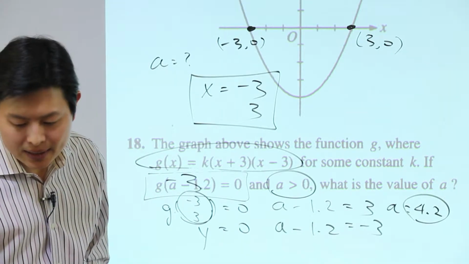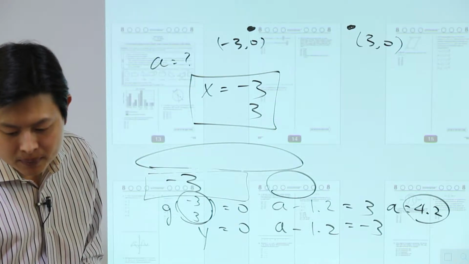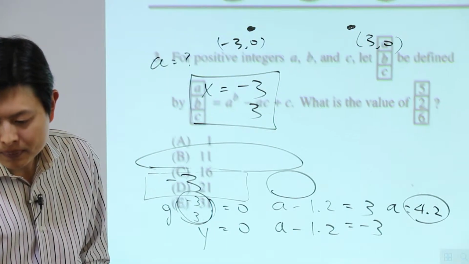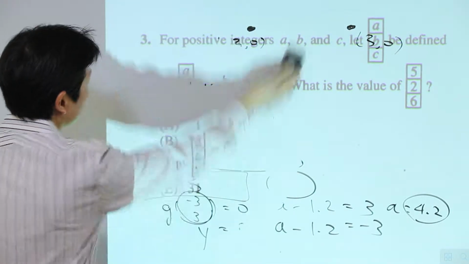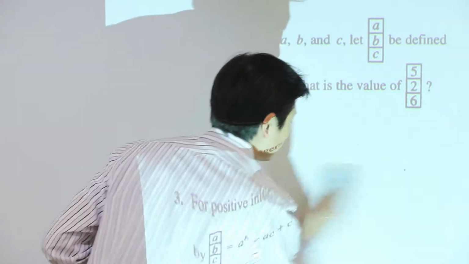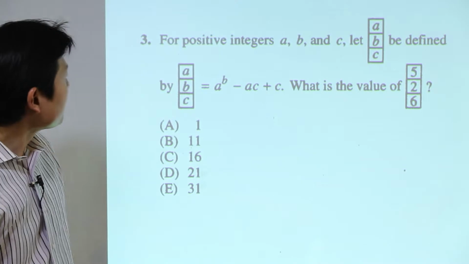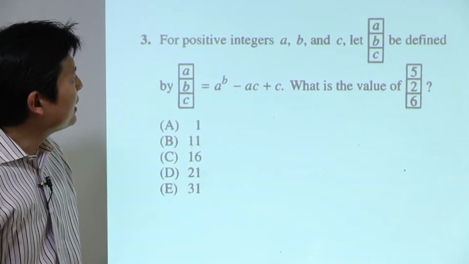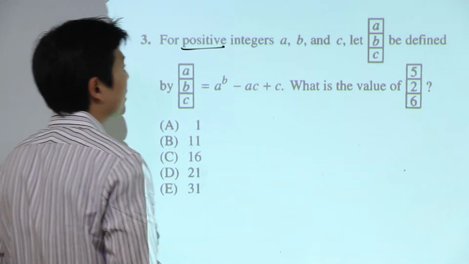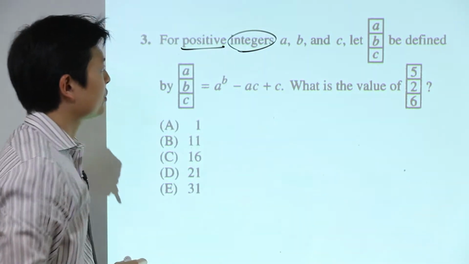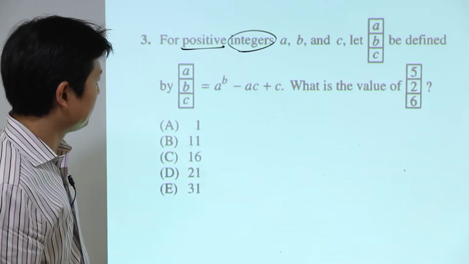Let's jump to section 8. Section 8, number 3. For positive integers, a, b, and c. So again, they call this positive, right? They're not negative, they're not 0. They're positive, and they are integers. Both very important words to notice.